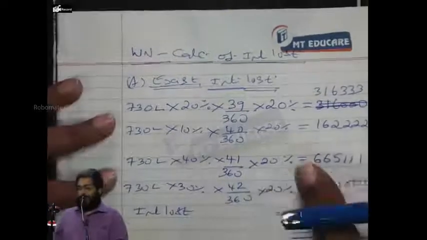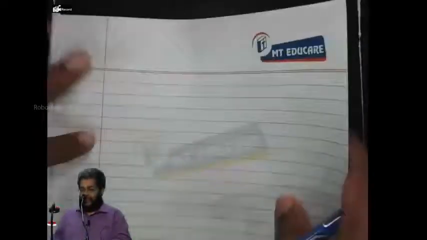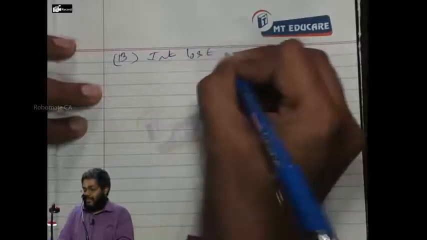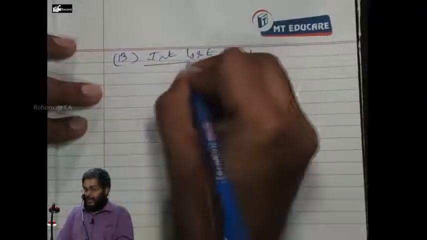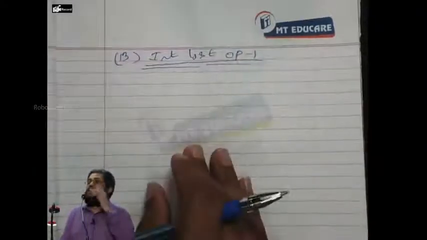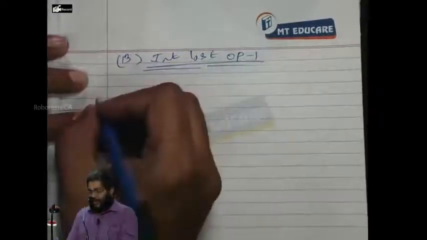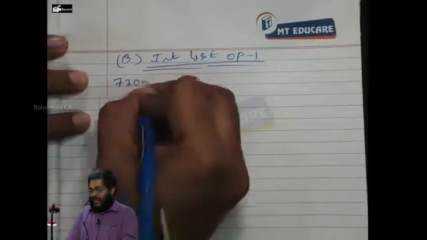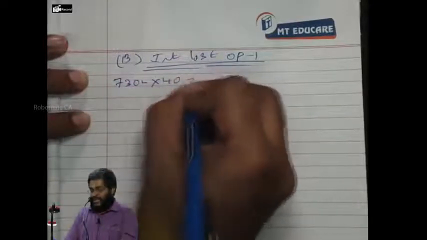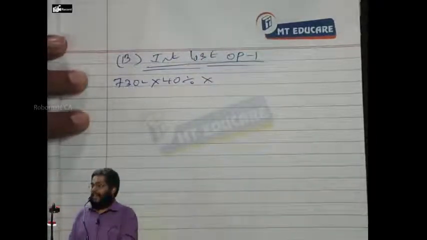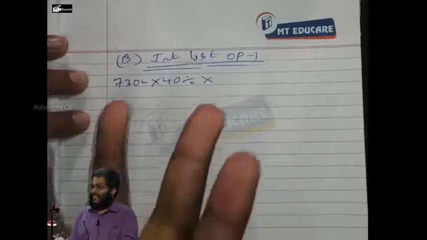Now, next, capital B. What is capital B? Interest lost, option 1. In option 1, I am going to give the agency only what? Invoicing and not collecting. Shall we start doing it together? Now tell me, 730 lakhs into 40% of the sales above. The delay in invoicing is 0 days. That means I collect after how many days of sale? 36 days. Am I right or not?